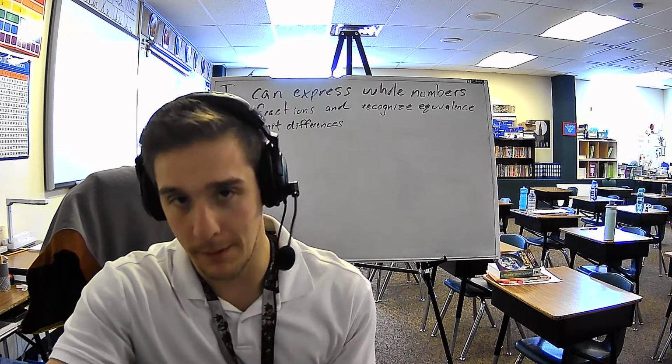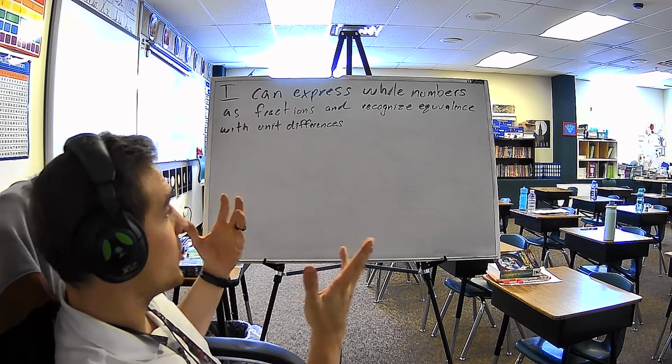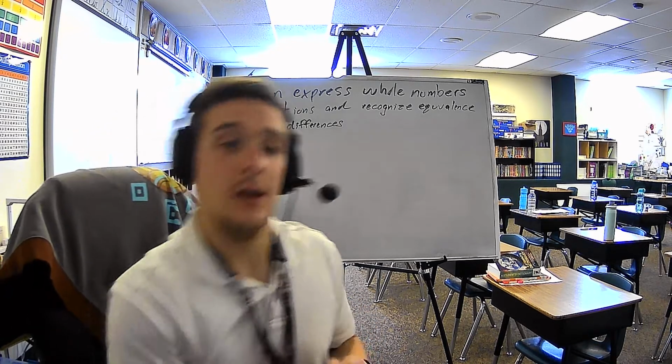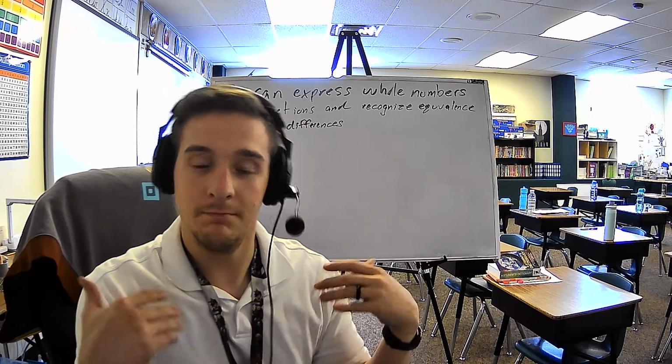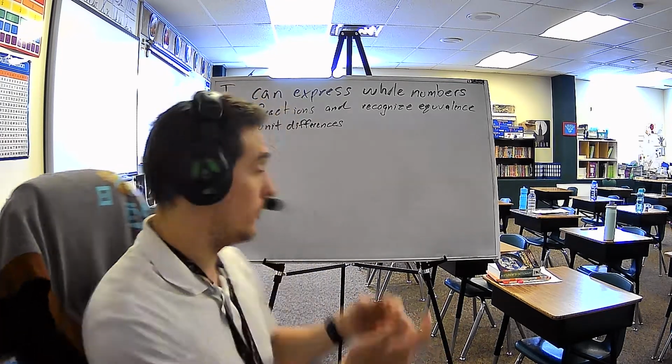So, dipping back into the fractions, our goal is: I can express whole numbers as fractions and recognize equivalence with unit differences. Basically what we're saying, we've touched base on this already, is recognizing that just because the denominator, the number on the bottom, is different, the number can still equal the same thing.